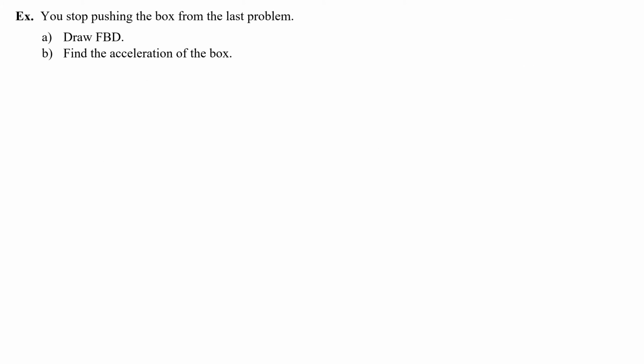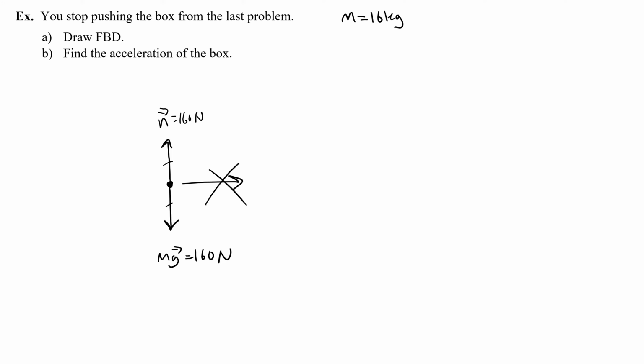You stop pushing the box from the last problem. Draw a free body diagram, find the acceleration of the box. Weird. Okay, so hopefully you can still see your problem in your notes. We have a weight of 160, mg equals 160 newtons. And just over here, I'm going to write the mass was 16 kilograms. That's not going to change. The normal force still balances the weight, and so it's also 160 newtons. It's not like the floor fell off in this problem. But now you stop pushing it, so that force is gone.